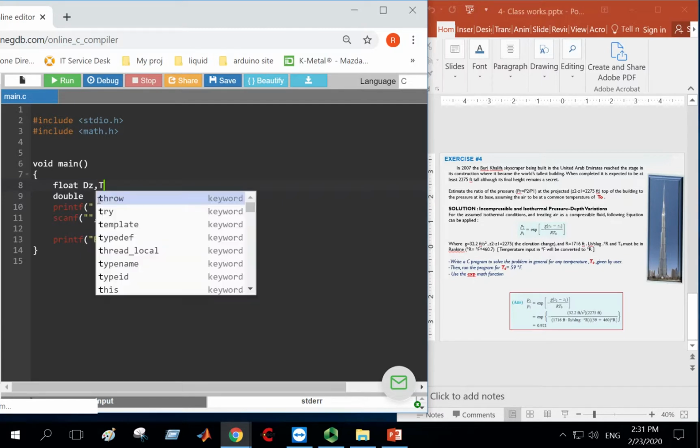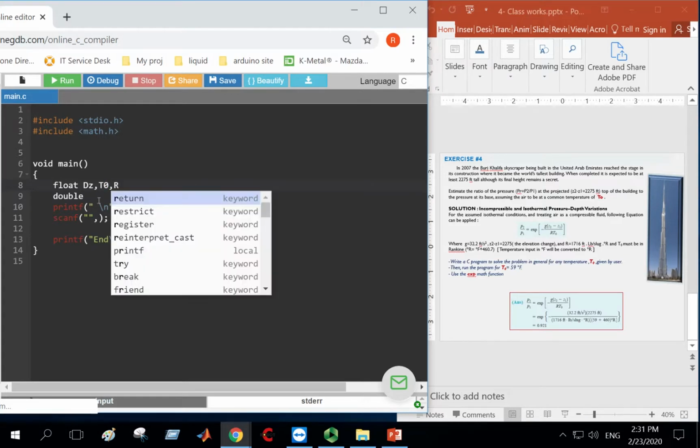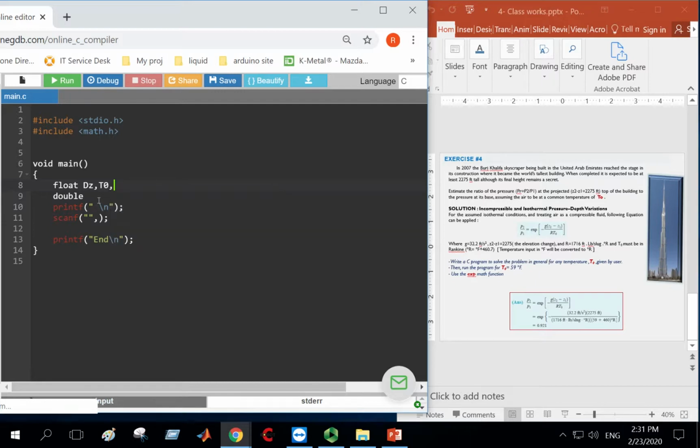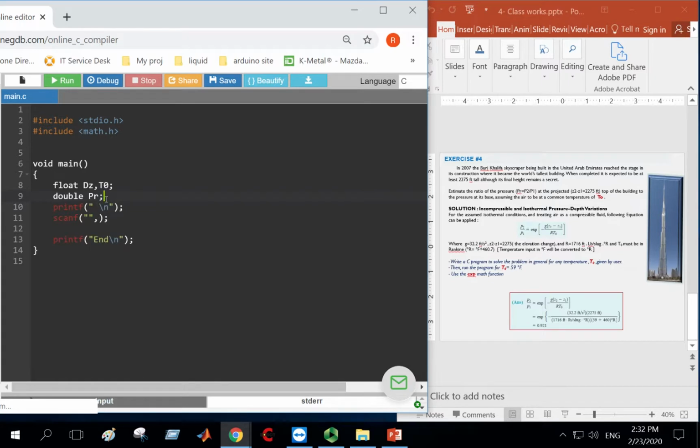We need T0. We need the value of R also. R can be declared as a constant, so let me do it later. Okay, and we have the result, which is the pressure ratio. We can write P ratio or anything, PR, to represent P2 over P1. I prefer to make it double because this value will be calculated and we don't know the size. Maybe float is not enough, so it is better to keep it double.